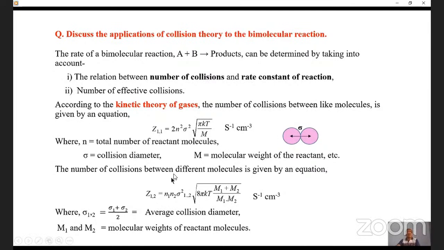The number of collisions taking place between different molecules: suppose in the reaction mixture two types of molecules are there. One is type A molecules, another is type B molecules. Then the number of collisions taking place between them can be calculated by using this equation Z12. This 1 is for capital A, this 2 is for capital B.